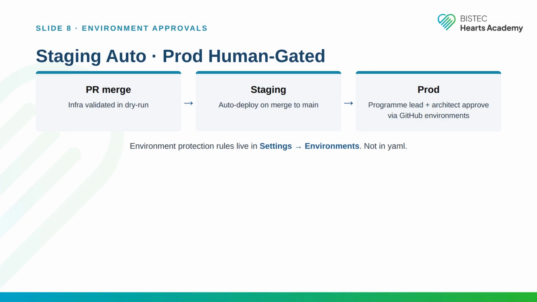Environment approvals. On screen, pull request merge triggers validation in dry run. Staging auto deploys on merge to main. Production requires approval. Program lead and architect must approve via GitHub environments before the workflow proceeds. Environment protection rules live in settings, environments, not in the YAML.